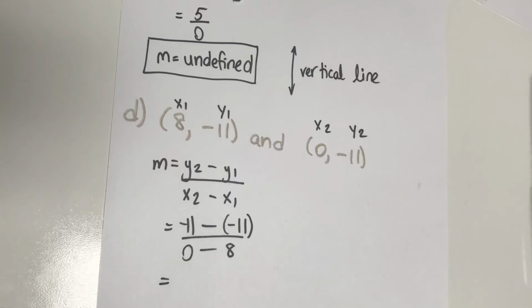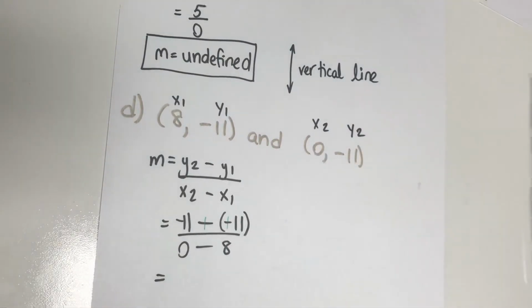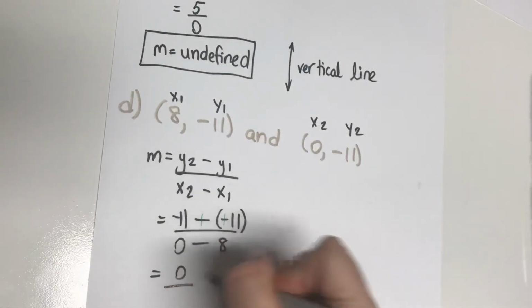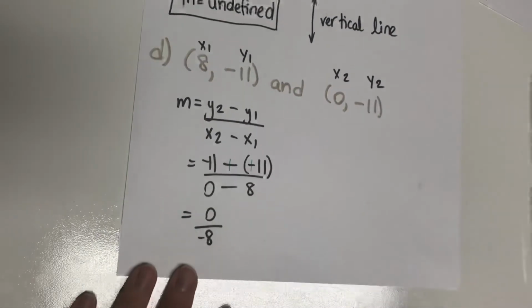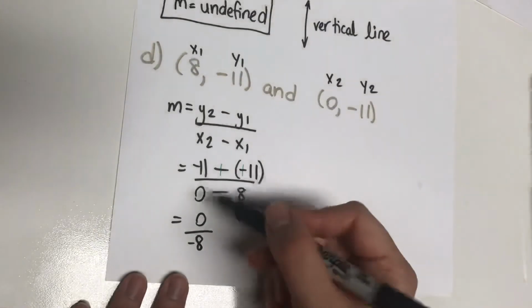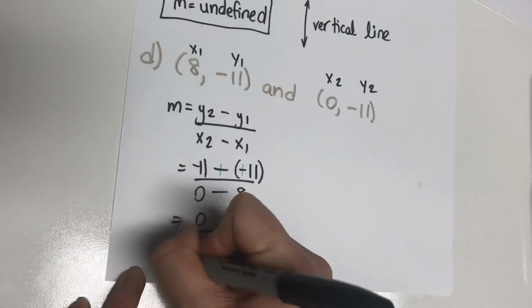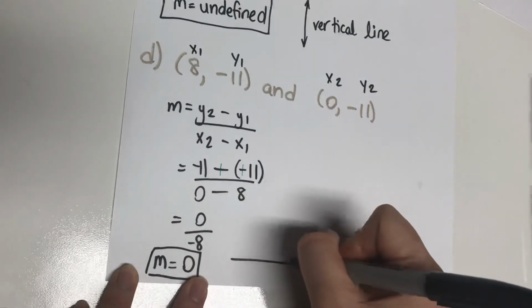Double negative again, so I'm going to keep, change, change. Negative 11 plus 11 is 0, and 0 minus 8 is negative 8. 0 divided by negative 8 is just 0, so my final answer is 0. So this means I have a horizontal line.